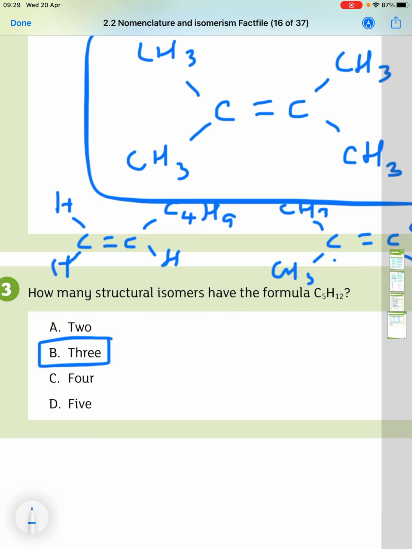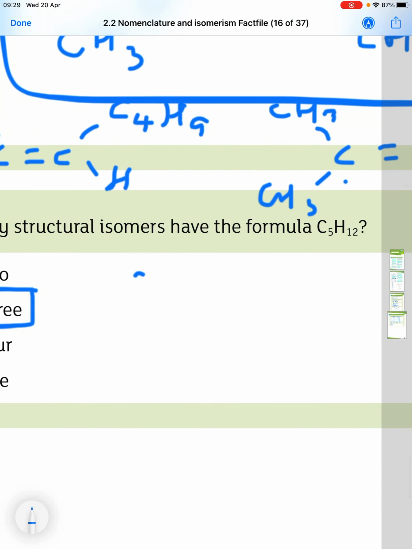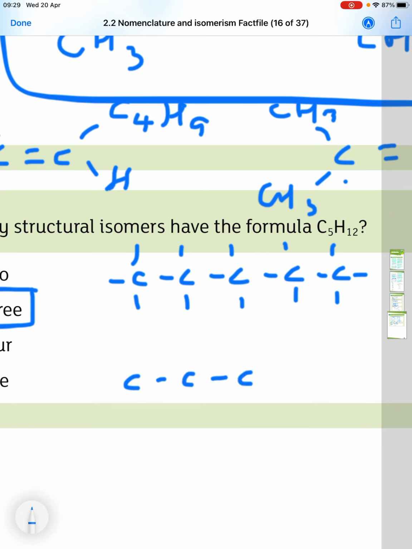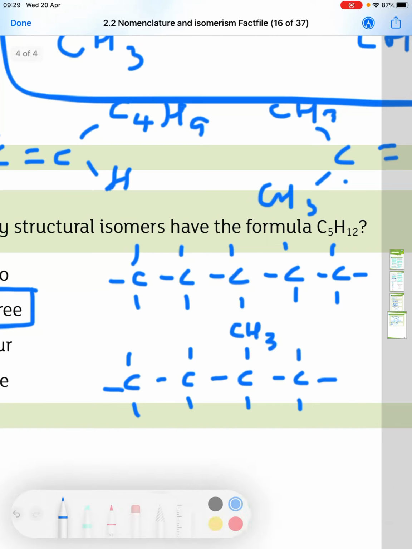So how many structural isomers have the formula C5H12? Well, the answer is 3. And if we just have a look at drawing those out, the first 1, 2, 3, 4, 5 would be like this with 5 carbons in a chain. If we then look at the possibilities for a 4 carbon chain, and we put a methyl group on there, that gives us the right number of carbons.